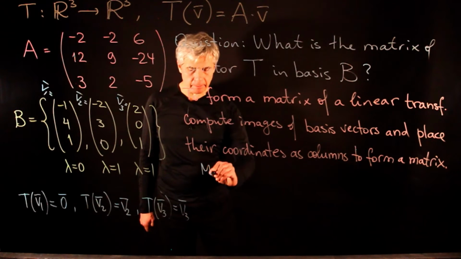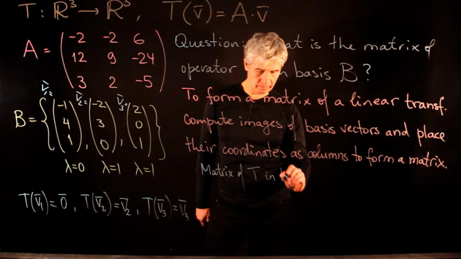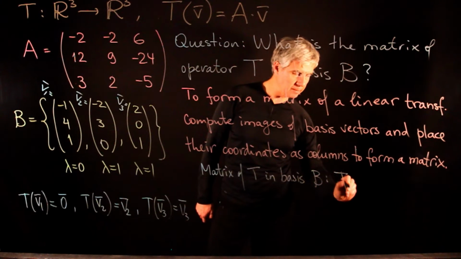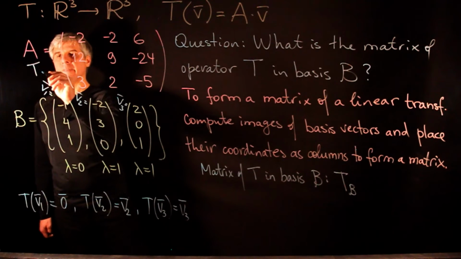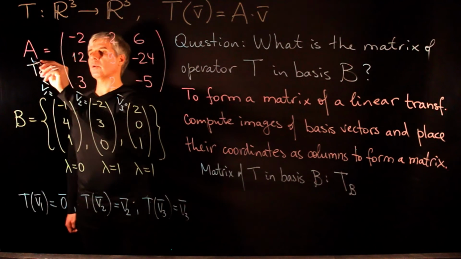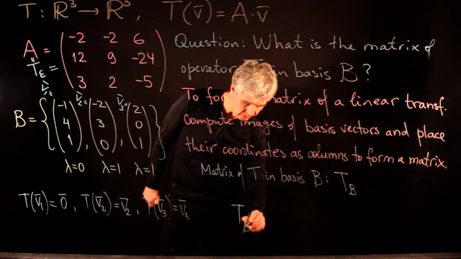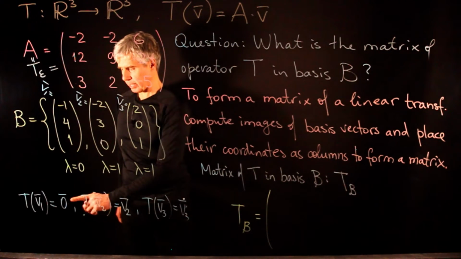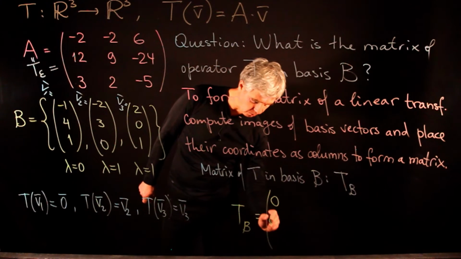Now let us construct the matrix of T in basis B. And we will call this matrix TB. So in comparison, this matrix A is the matrix of this operator relative to the standard basis. So we're going to call A is TE. To construct the matrix TB, we take images of basis vectors and place them as columns. So the image of the first basis vector is a 0 vector. So we put 0, 0, 0.